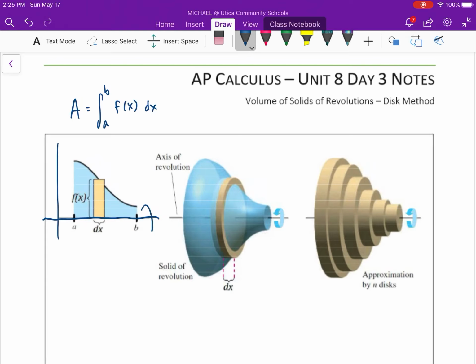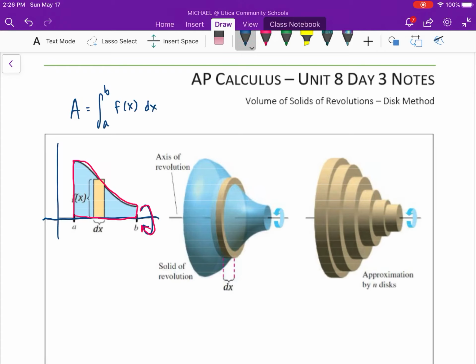So what we're going to do is take that function that we have here and revolve it around some axis. Many times the axis is going to be the x-axis, but it doesn't always have to be. If you can imagine taking this two-dimensional shape and spinning it around the x-axis, then you would get this solid that we see in the second picture. So our goal is to figure out what the volume of that solid is.